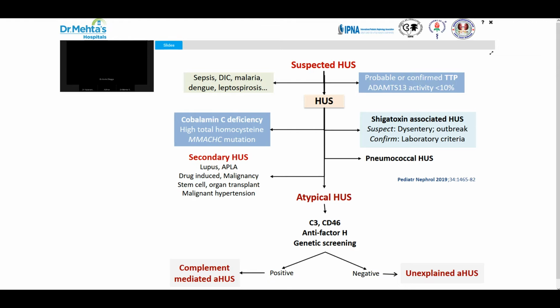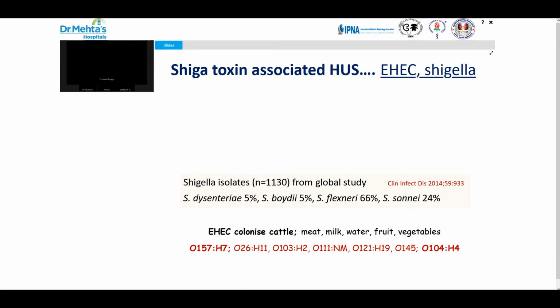Now, what about Shiga toxin-associated HUS? Now, there has been a real change, particularly in our country, while worldwide, Shiga toxin-associated HUS is the commonest form of HUS. Clearly, in referral centers in the country, we do not seem to be seeing too much of this disease.